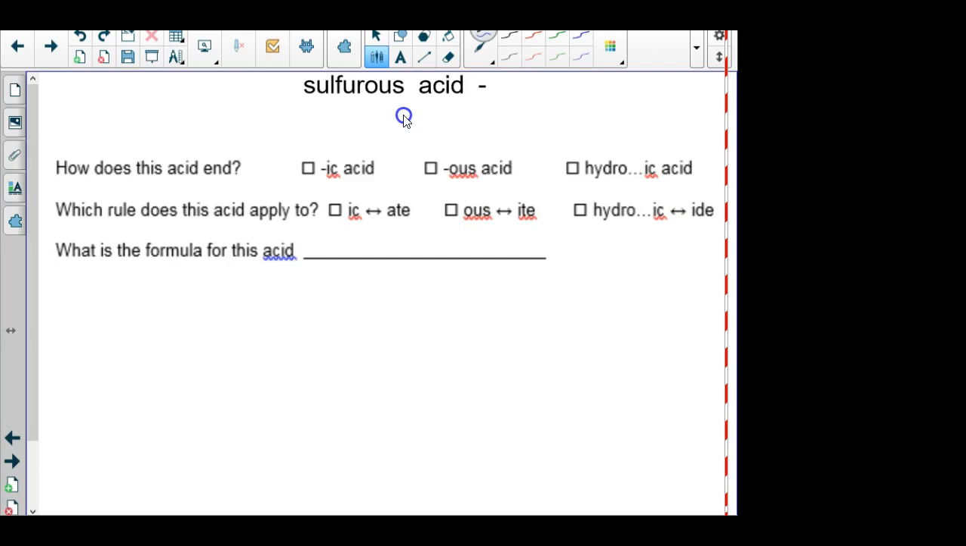So this is an ous acid, so I'm using this rule, so ous to ite. So that must mean it comes from sulfite. Sulfite is SO3 2-. Because there's a -2 here, that means I put 2 H's in front. Of course, that 2 becomes a subscript, H2SO3.